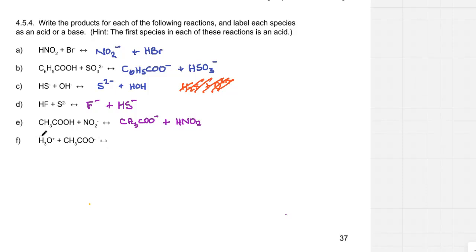Okay, last one. H3O is an acid. This is the hydronium ion, and if it gives away a single hydrogen, it drops down to H2O, and its charge goes from plus down to 0. And the ethanoate ion picks up a hydrogen and goes to CH3COOH.